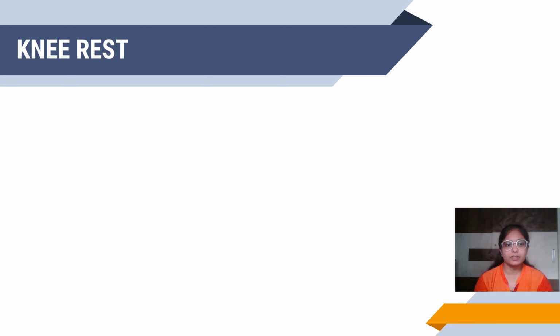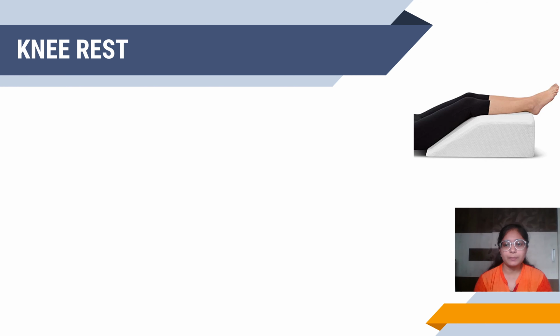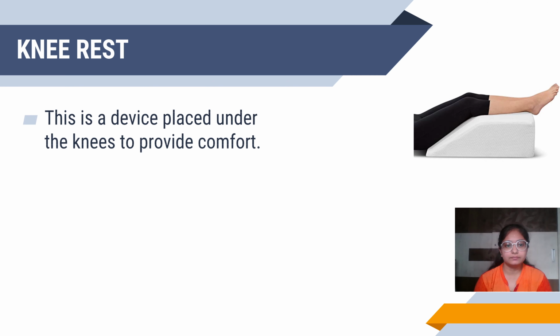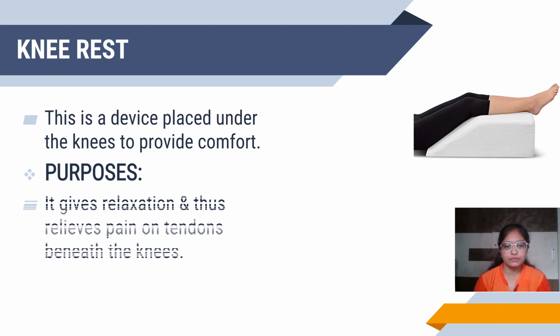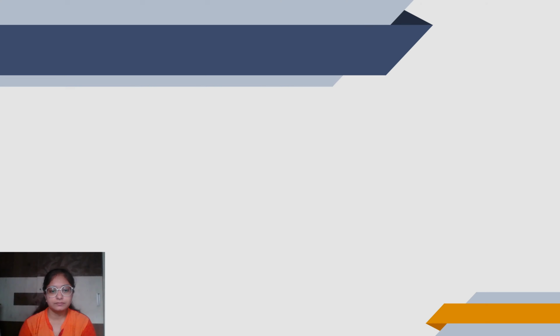Another important comfort device is the knee rest. This is the picture of a knee rest. A knee rest is a device which is placed under the knees to provide comfort. Purpose is how the knee rest is useful. Knee rest is useful in giving relaxation and relieving pain on the tendons which are present beneath the knees.